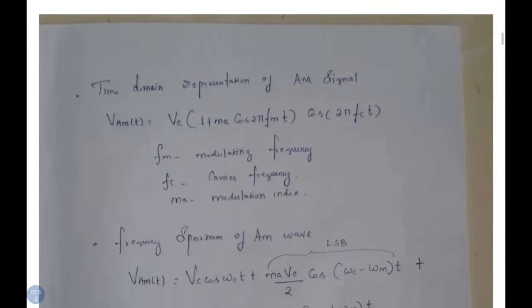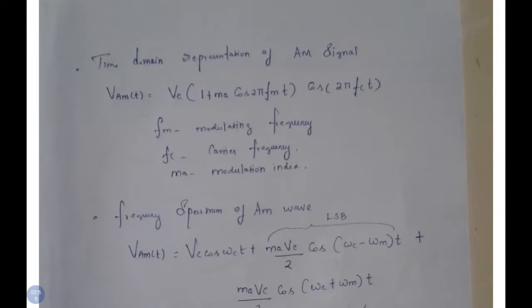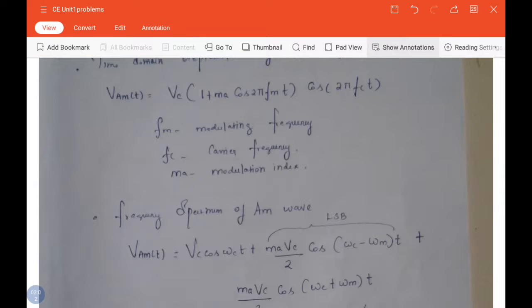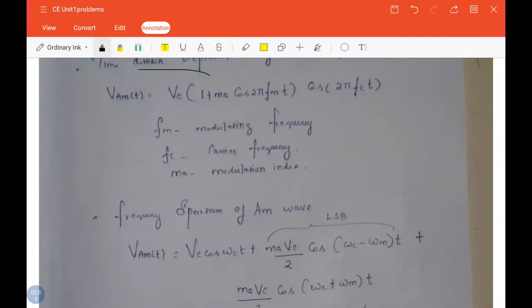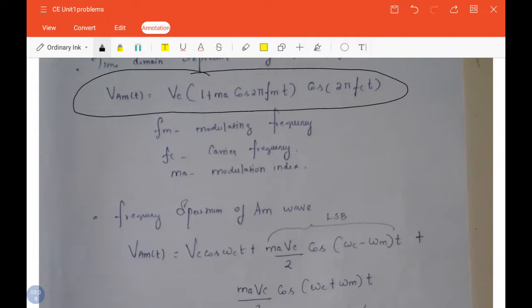Then the next one is about the AM signal. The time domain representation of the AM signal is very important, because many times they may give some representations of AM and ask which is correct. This is the representation of the AM signal: v_AM of t equals Vc into 1 plus Ma cos 2 pi fm t, times cos 2 pi fc t, where fm is the modulating frequency, fc is the carrier frequency, and Ma is the modulation index.